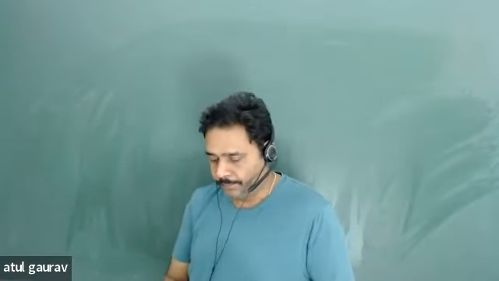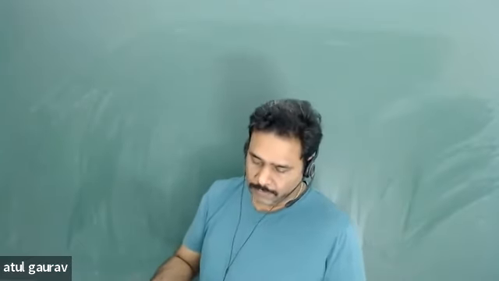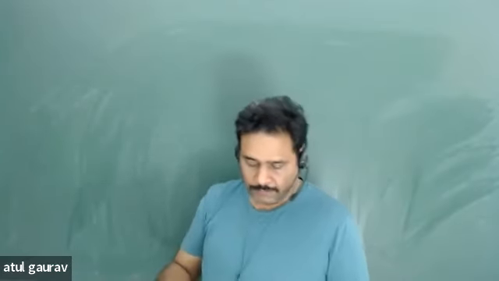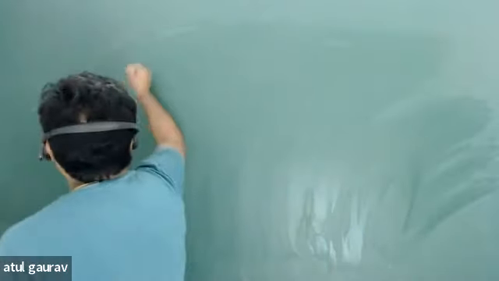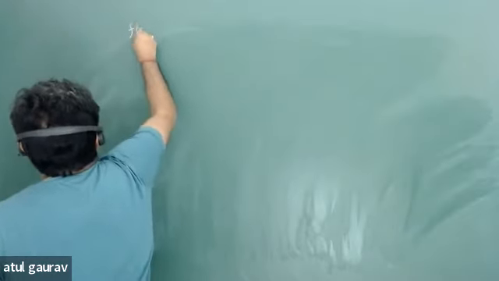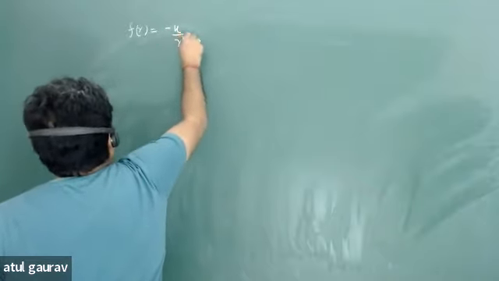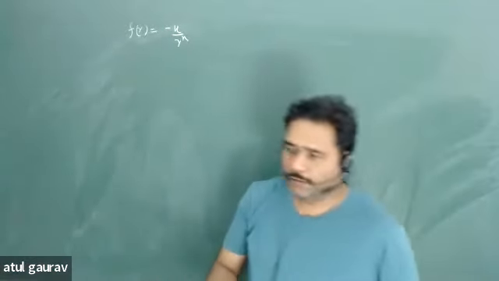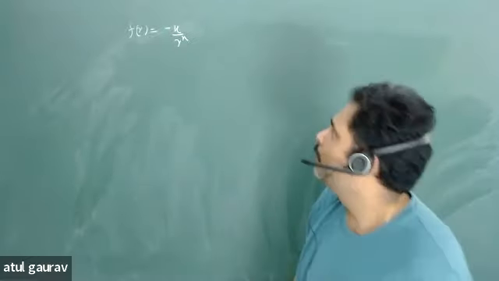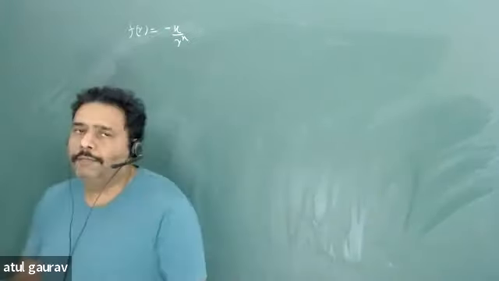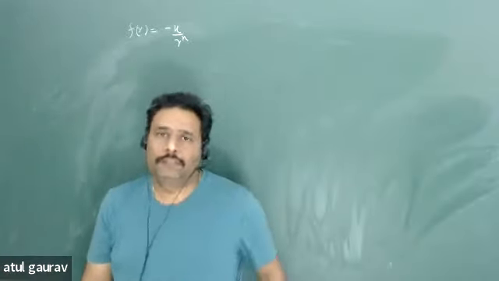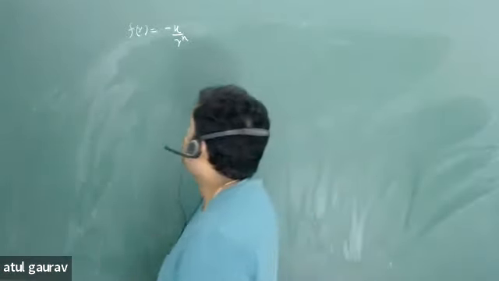So the next problem is also a very interesting one. It is given that the force is given as minus k upon r to the power n. So this is your force. The force is given as minus k upon r to the power n. This is force, this is not a potential. So always try to make this clear. So what is this thing?